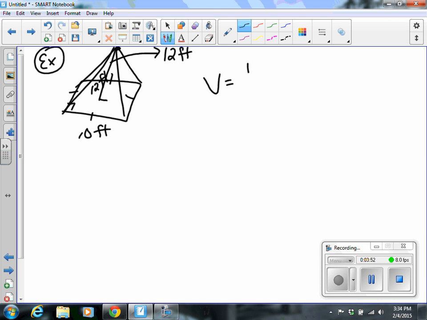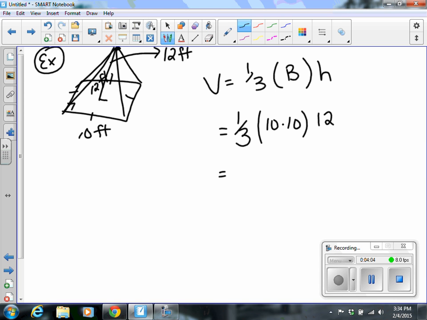All right, looking at this, same process. So I have 1/3 times, how do I find the area of my base? 10 times 10. My height is already given to me as 12. I plug that straight into my calculator, and I get 400 feet cubed. Again, we're talking about volume, so our units have to be cubed. Moving on, let's look at a cone.